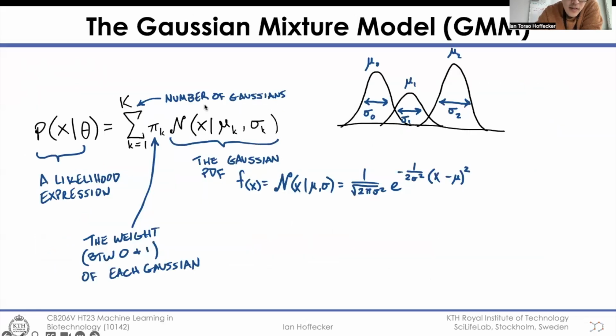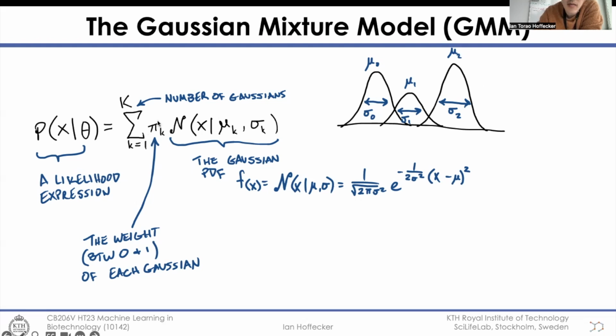And this is the formula for the Gaussian mixture model. So we have a likelihood expression here. This is going to be a familiar format for a lot of machine learning models. We're interested in the probability of some data variable given a certain set of parameters, and we want to maximize this likelihood by changing these parameters. In this case, it's going to be the sum of k Gaussians. So k equals 3 in this drawing here.